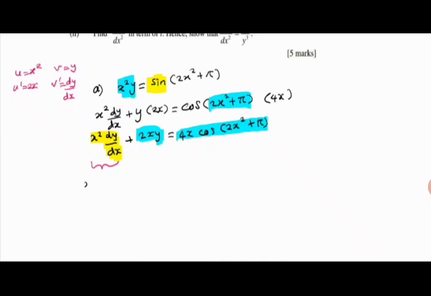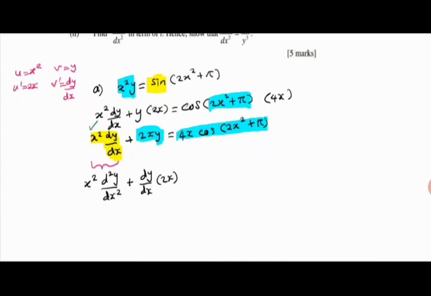Okay, so our u is x square. Our v prime is d square y dx square. So you copy x square and then you differentiate dy dx. Okay, plus, you copy dy dx and you differentiate x square, so you get 2x. Okay, so that's finished for the first expression.